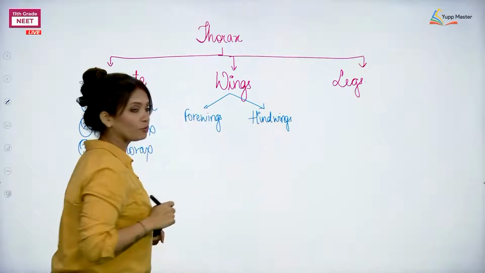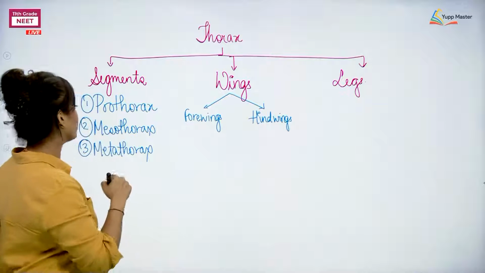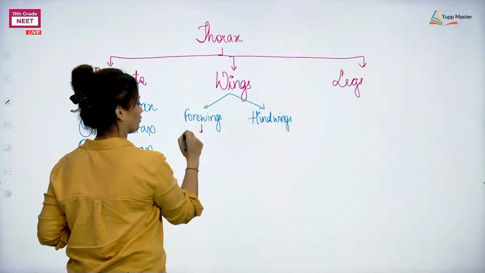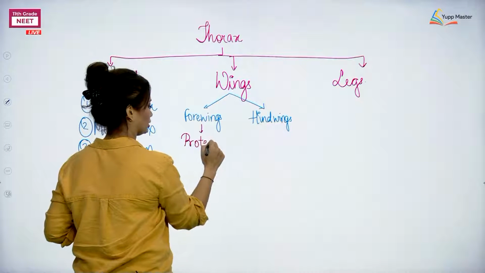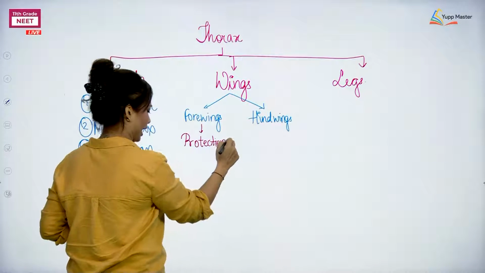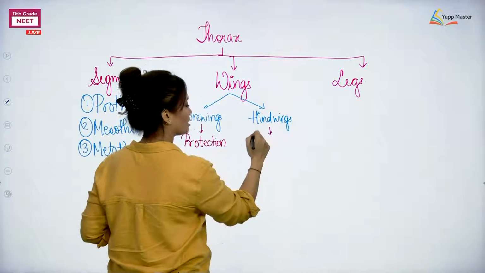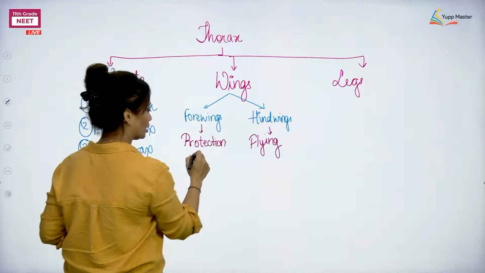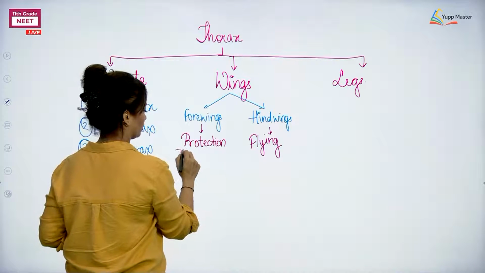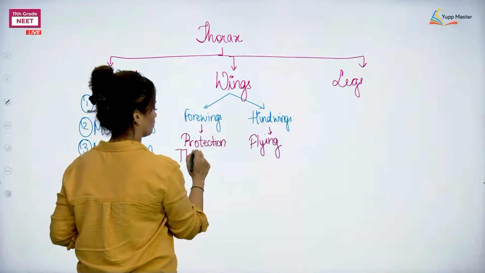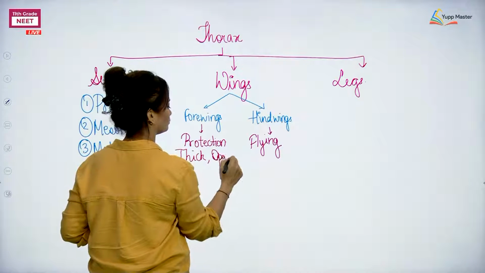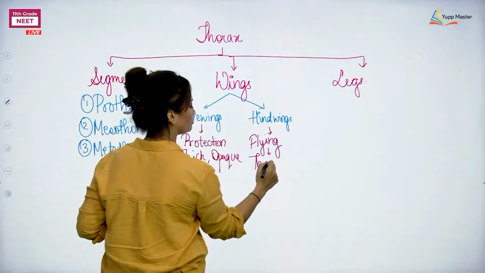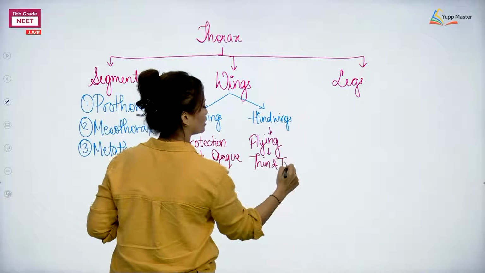If we speak about the forewings, these were the wings meant for protection, so their main function was protection. And the main function of the hind wings was flying. Because this one here was thick and opaque, and this one here was thin and transparent.